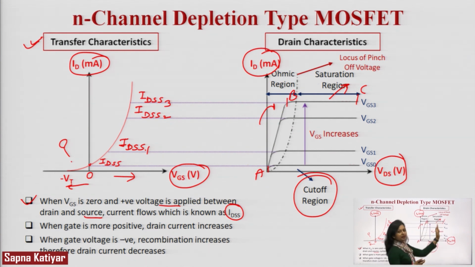So this is how you can plot the transfer characteristics and the drain characteristics of a depletion type MOSFET, where we are talking about the N channel. So, N channel depletion type MOSFET.